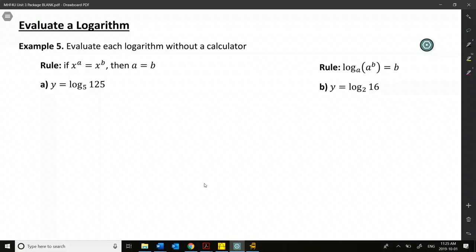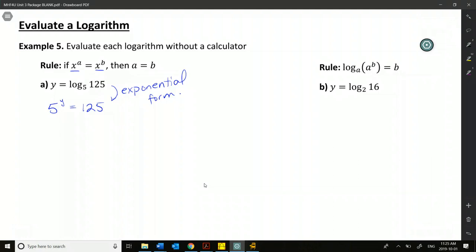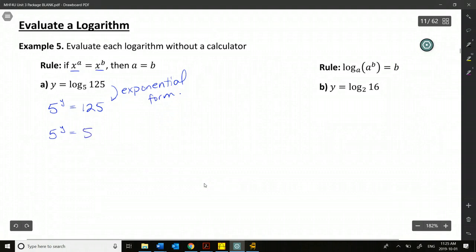The rule is that if I can express things with common bases, then their exponents must be equal. So if I switch this logarithm into exponential form, this would be 5 to the y equals 125. So switching to exponential form, and if I can create common bases on both sides here, I know the exponents are equal. So the question is, 5 to the exponent what equals 125? 5 to the exponent 3.